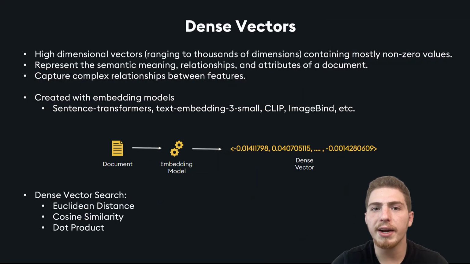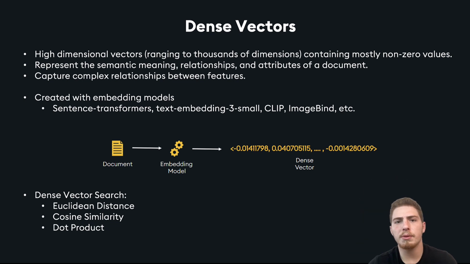Our dense vectors are high-dimensional vectors containing mostly non-zero values. So every single value is going to have some meaning associated with it. And it could represent all the different semantic meanings, relationships, and attributes of a document and capture a lot of the complex relationships between the features. And it's good for comparing our query vector and our document vector semantically. Once we use an embedding model to generate our query and document vectors, we could then use a similarity metric to compare them, like Euclidean distance and cosine similarity.